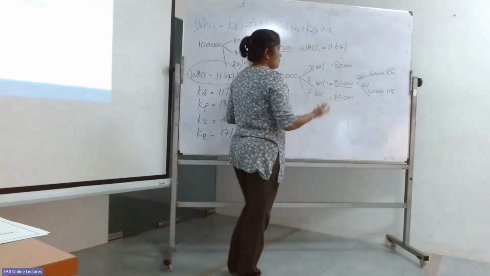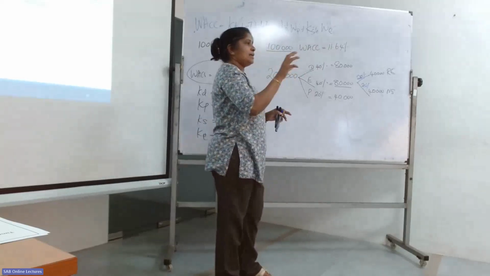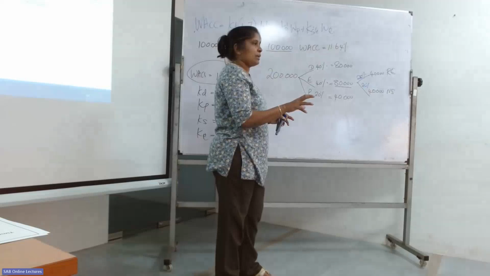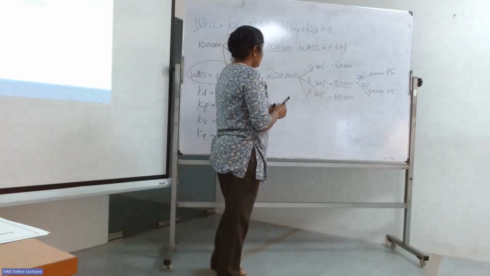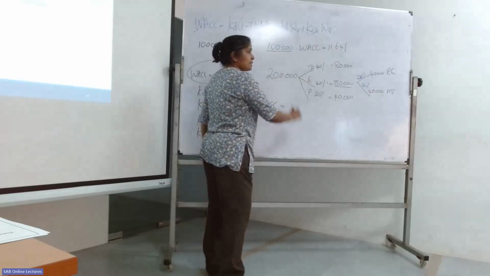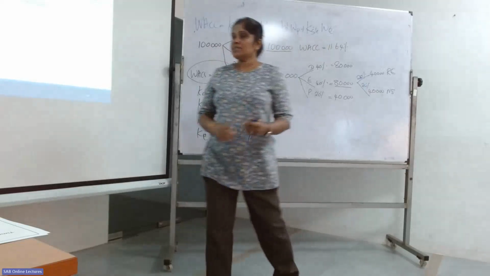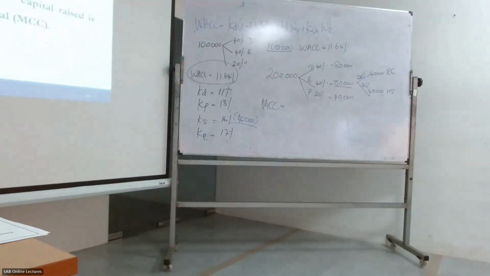Right. So now we have to calculate at this 200 level the MCC, marginal cost of capital, and the weighted average cost of capital. At this level, what is the MCC? I am going to the definition again. It is the WACC, weighted average cost of capital, of the next rupee of capital raised.